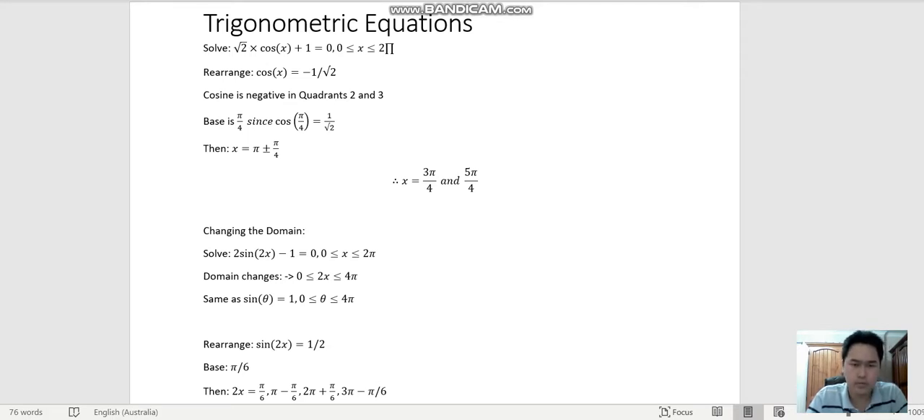So first of all, you have to realize that since cosine is the x value, and in this case it's negative, that means it is negative in quadrants 2 and 3. And the base angle is pi over 4, since cos of pi over 4 is 1 over root 2, or root 2 over 2, if you remember from our last video on exact angles. So you have x is equal to pi plus or minus pi on 4, and therefore x equals 3 pi on 4 and 5 pi on 4.